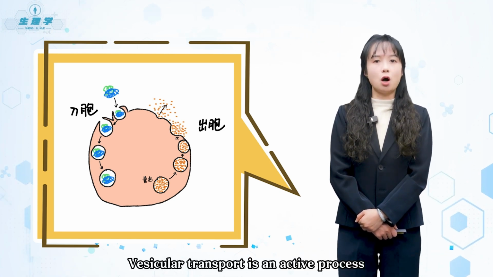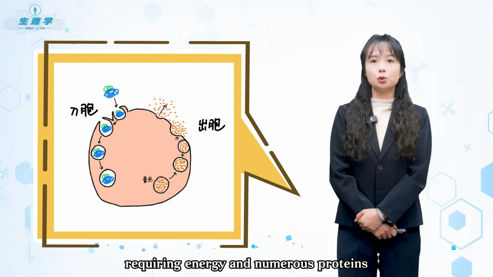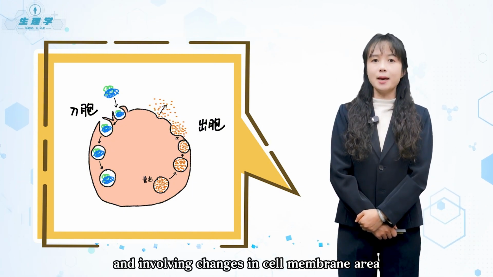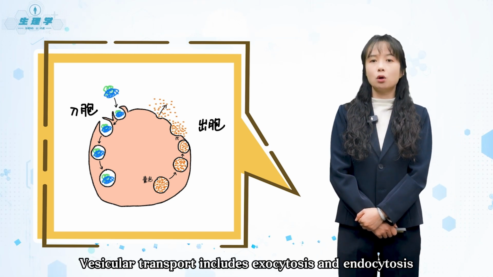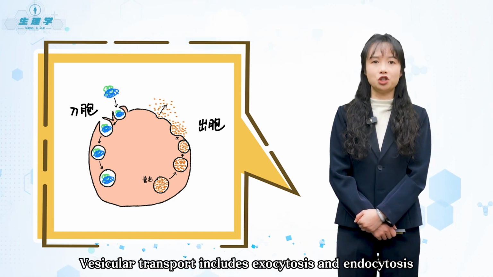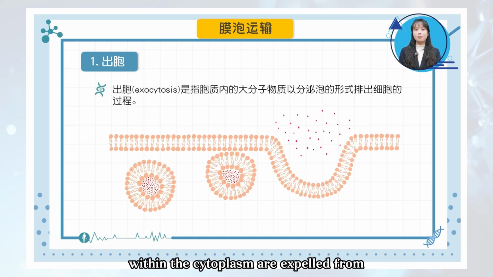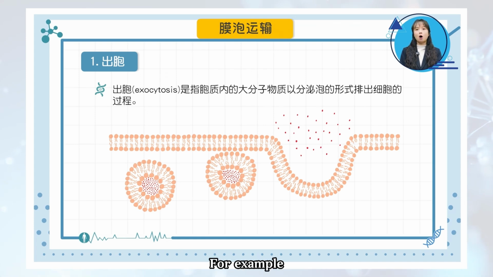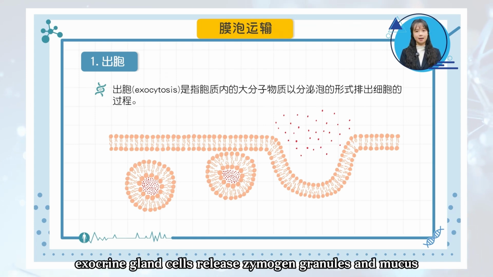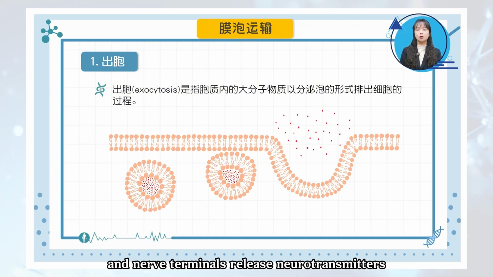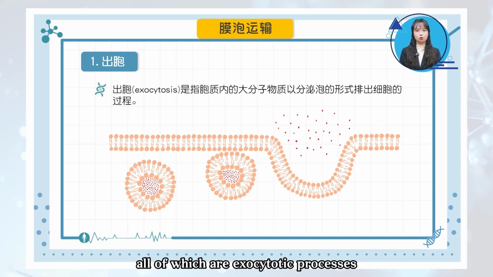Vesicular transport is an active process requiring energy and numerous proteins, and involving changes in cell membrane area. Vesicular transport includes exocytosis and endocytosis. Exocytosis refers to the process where large molecules within the cytoplasm are expelled from the cell in secretory vesicles. For example, exocrine gland cells release zymogen granules and mucus, endocrine gland cells secrete hormones, and nerve terminals release neurotransmitters, all of which are exocytotic processes.